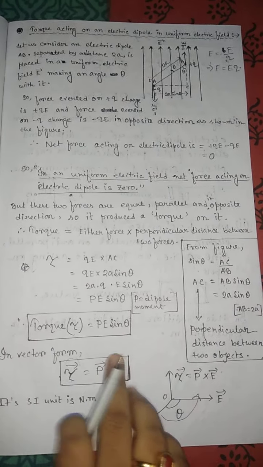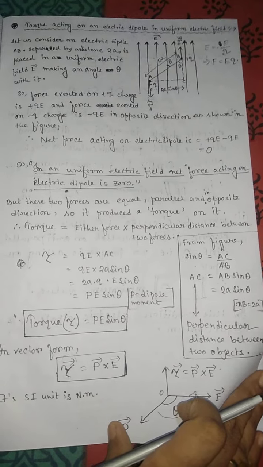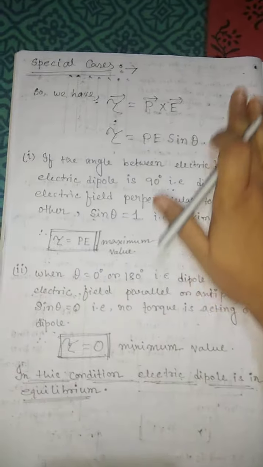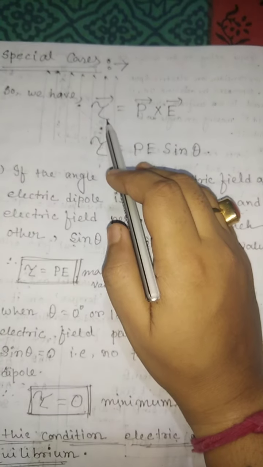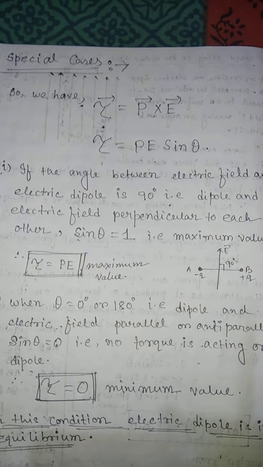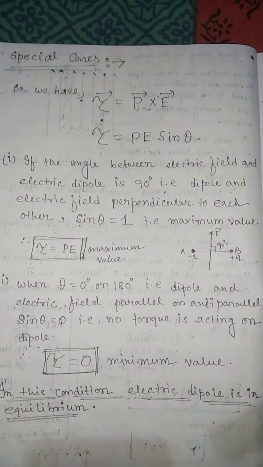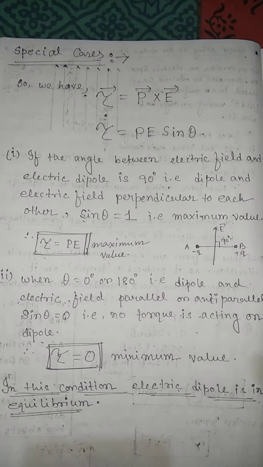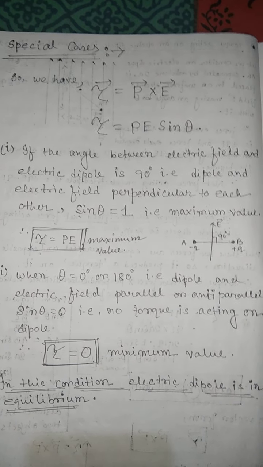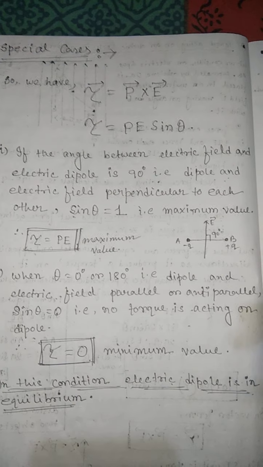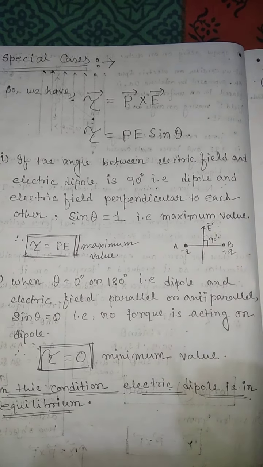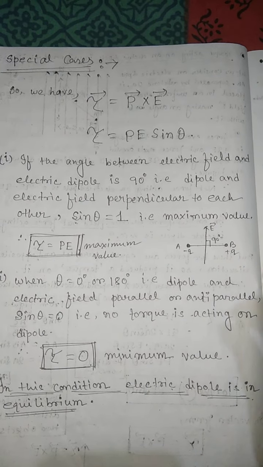So this is the expression for torque acting on an electric dipole. Now there are two special cases. We have equation one, tau equals P cross E, that is, tau equals PE sin theta. When is the torque maximum, and when is it minimum?